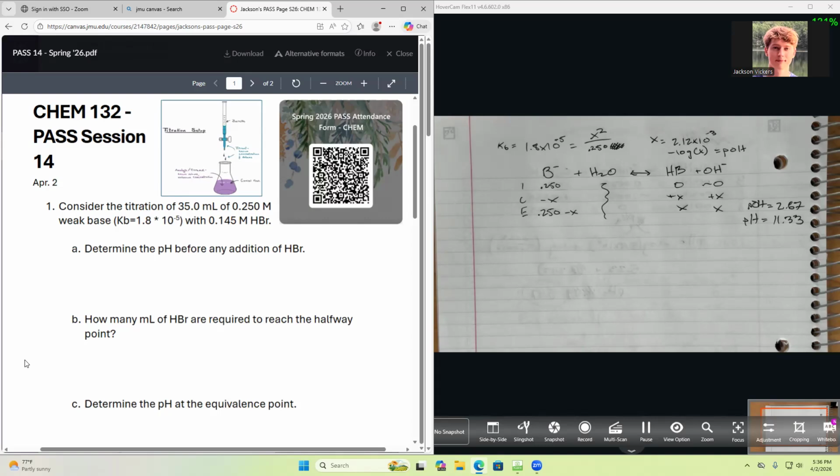But think about what we'd have to add to remove half of those weak base moles. And then once we have a mole value, think about what we could use, and I'll give a hint, what we could use here to go from moles to liters. That's going to be the trick.